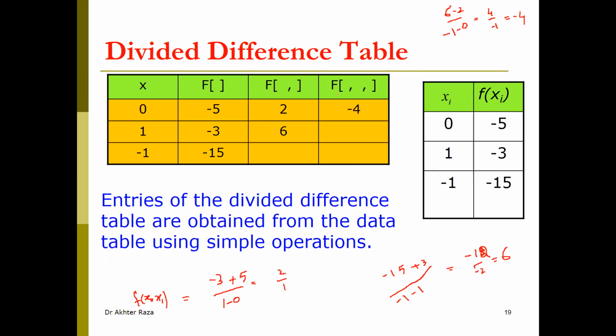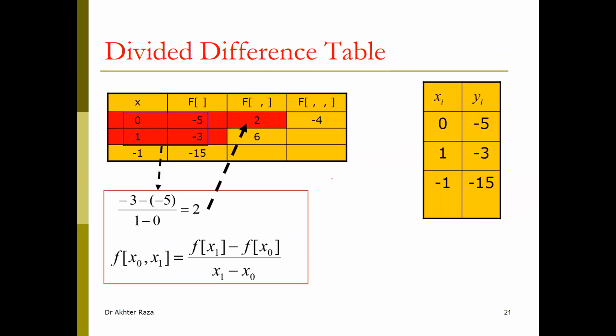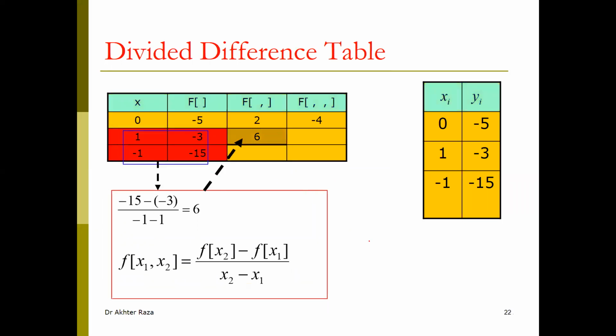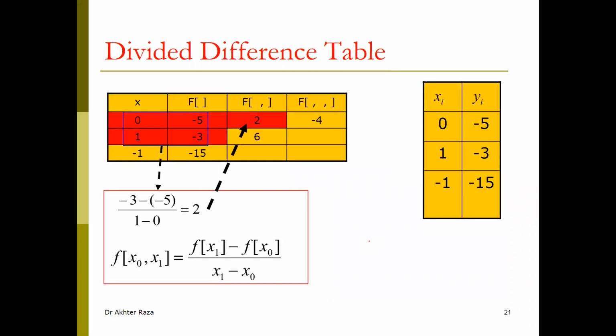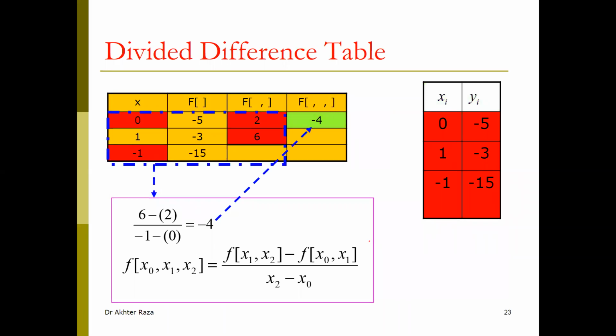Now in the next slide we have to find out. This is the explanation, as I told you, of how these numbers are calculated in this table. How is the second number calculated, how is the next number calculated? So this minus 4 can be calculated by 6 minus 2, as you can see here, divided by minus 1 and minus 0. This is minus 4.